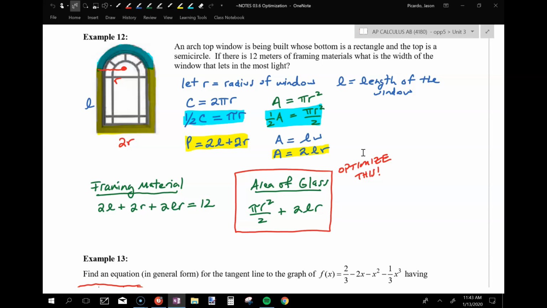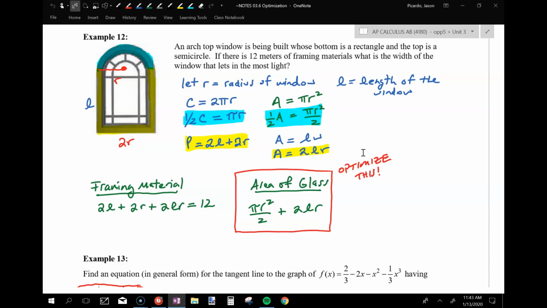Then I called this L. But what did I call this? 2R. Why do they call it 2R? Because the less variables I have, the better, right? Could I have called it W? Sure, but then I got to go back and substitute at some point anyways, okay? So the area of this region is L times 2R or 2LR. The perimeter of this region is 2L plus 2R.